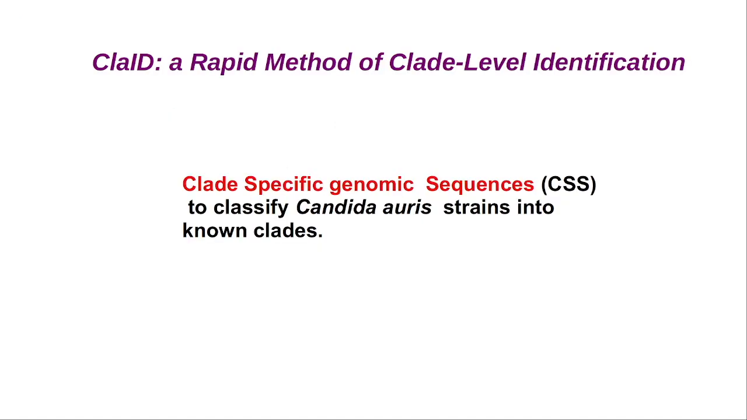Going forward, we present a rapid method for clade identification, which we call Clade. Here, we want to find clade-specific genomic sequences to classify Candida auris strains into known clades. We propose the utilization of whole genome sequence data to extract clade-specific sequences for clade typing. We reasoned that some of the junctions resulting from the rearrangements might be conserved in a clade-specific manner.